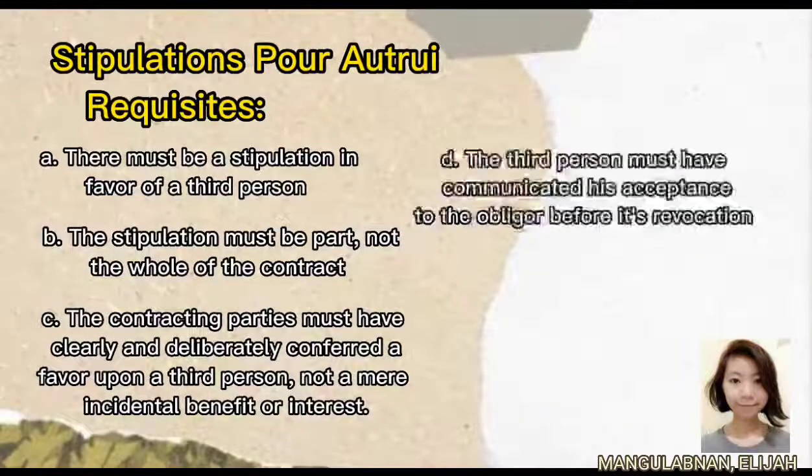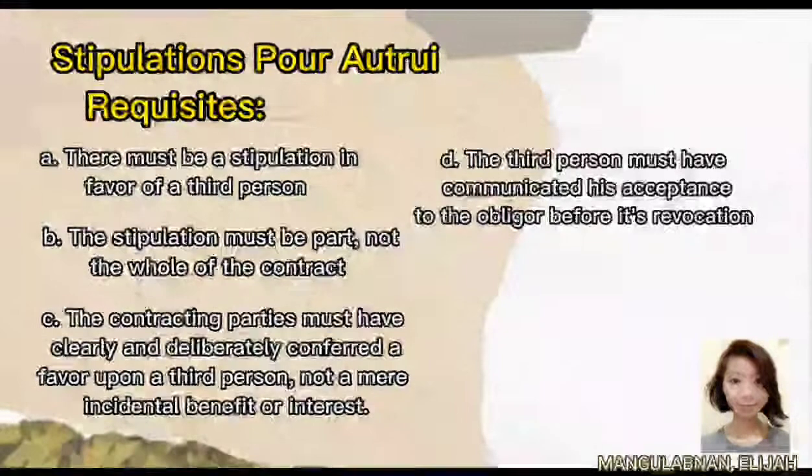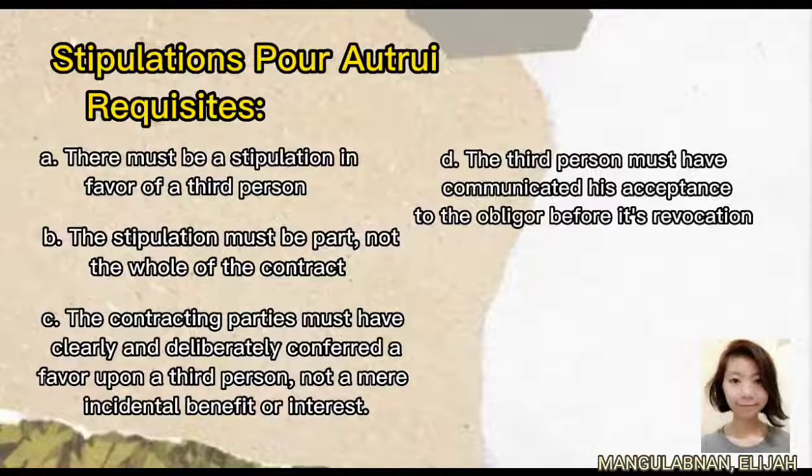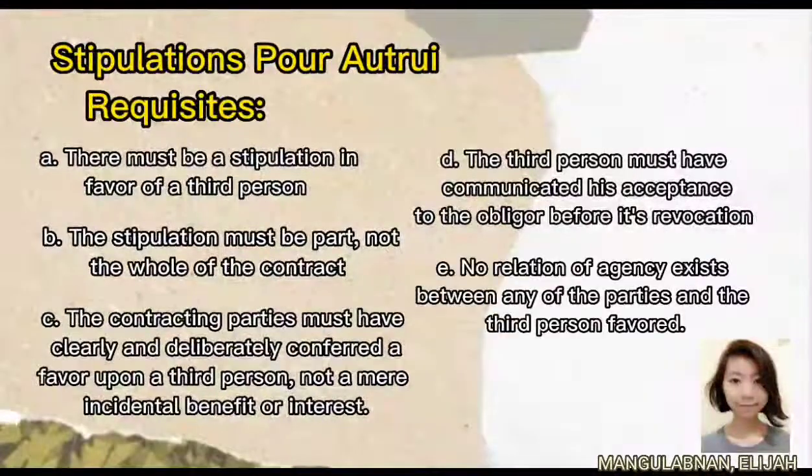Letter D, the third person must have communicated his acceptance to the obligor before its revocation. The consent of the third person before the revocation is important. Letter E, no relation of agency exists between any of the parties and the third person favored.